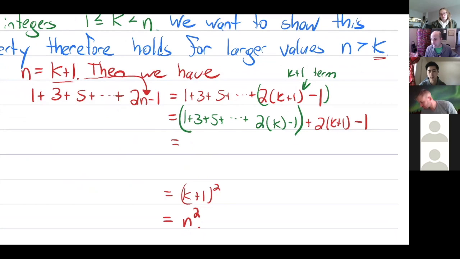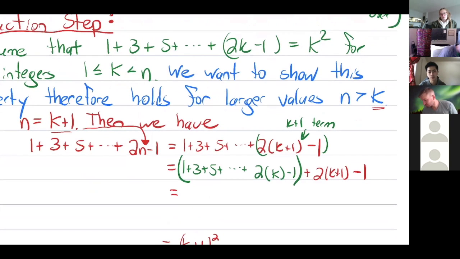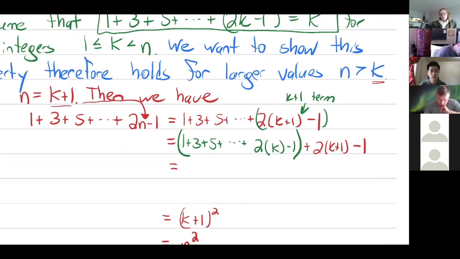That's right. And so I asked, okay, what can we replace this with? Here's exactly what we assumed. So we can use this induction assumption to say, okay, we've assumed that this works for the first k terms. So we can use the fact that the first k terms in this sum give me k squared. And now we still have this extra term over here.